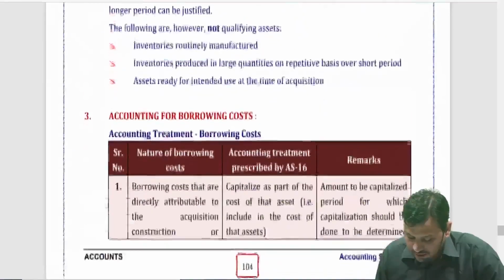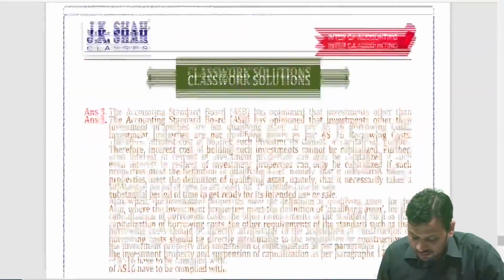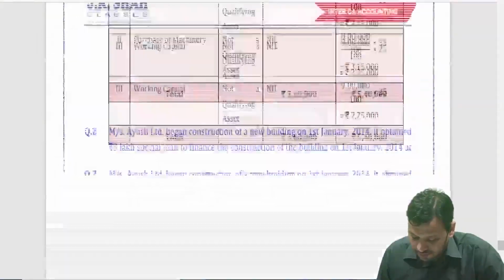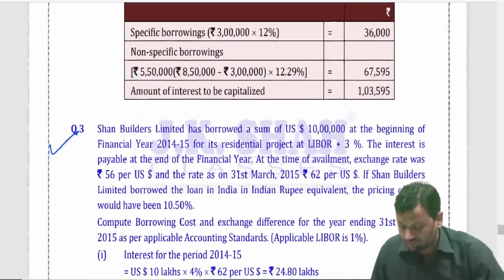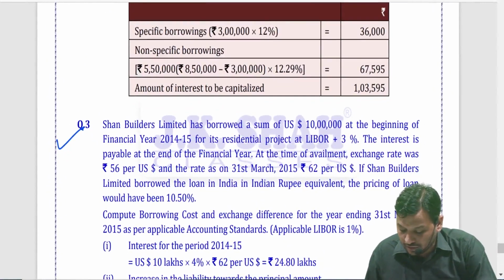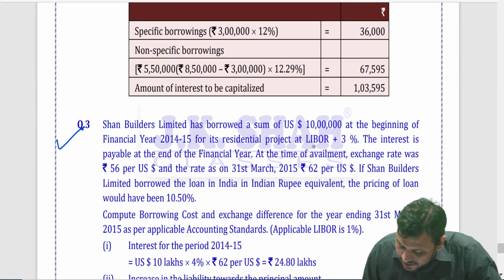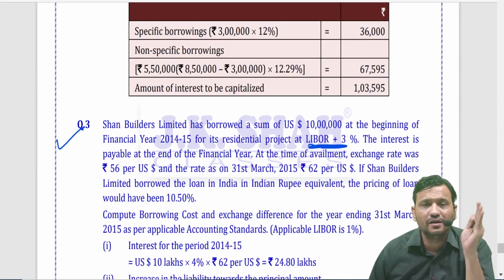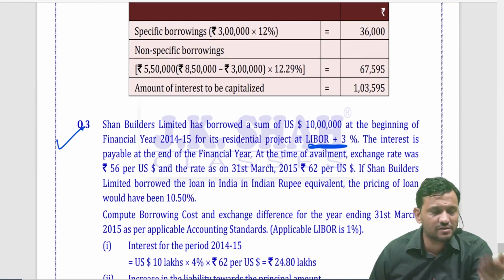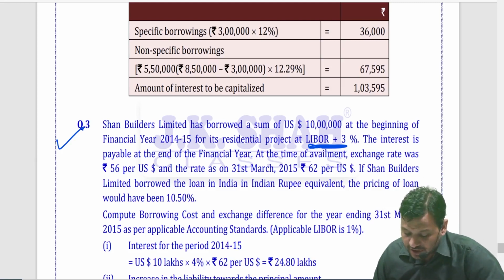Pertaining to this, there is an example in our homework section. Yeah, Shah Builders has borrowed a sum of US dollars 10 lakh at the beginning of the financial year 14-15 for its residential project at LIBOR plus 3%. So can I say it's nothing but London interbank offer rate plus 3%. So whatever is the London bank rate plus 3% I will give. The interest is payable at the end of the financial year.